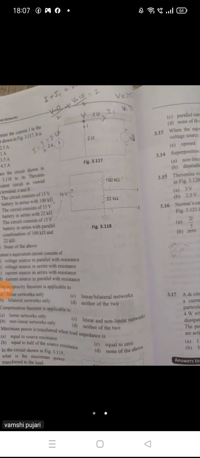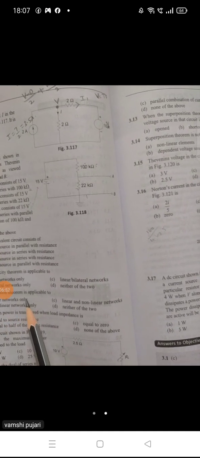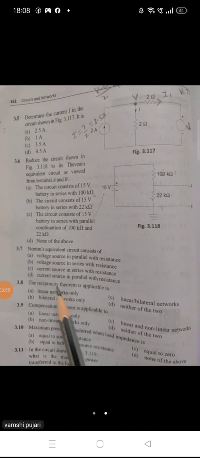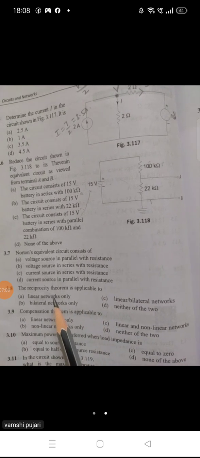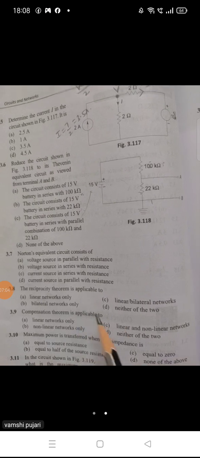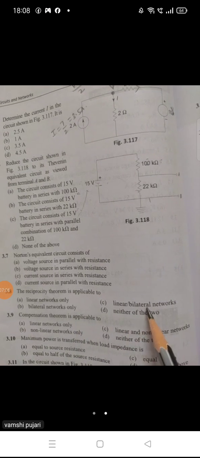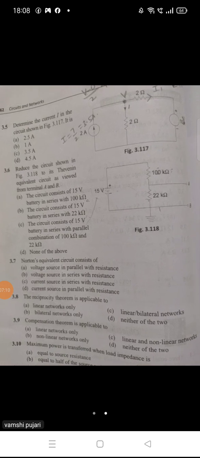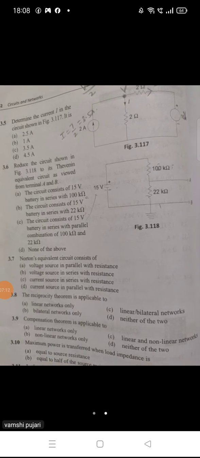Okay, next, the reciprocity theorem is applicable for, here the first option is linear networks only, the reciprocity theorem is applicable to linear networks only. Option B, bilateral networks only. Option C, linear or bilateral networks. The reciprocity theorem is applicable for linear as well as bilateral networks.